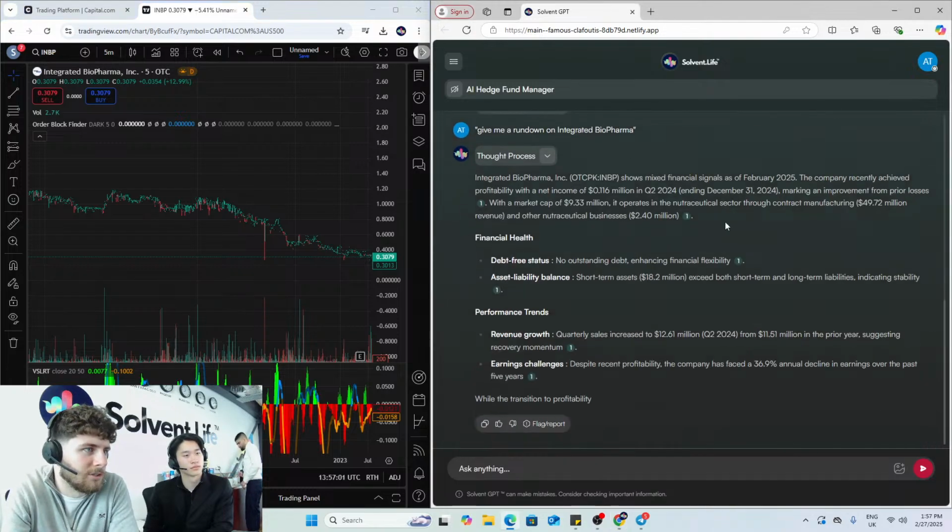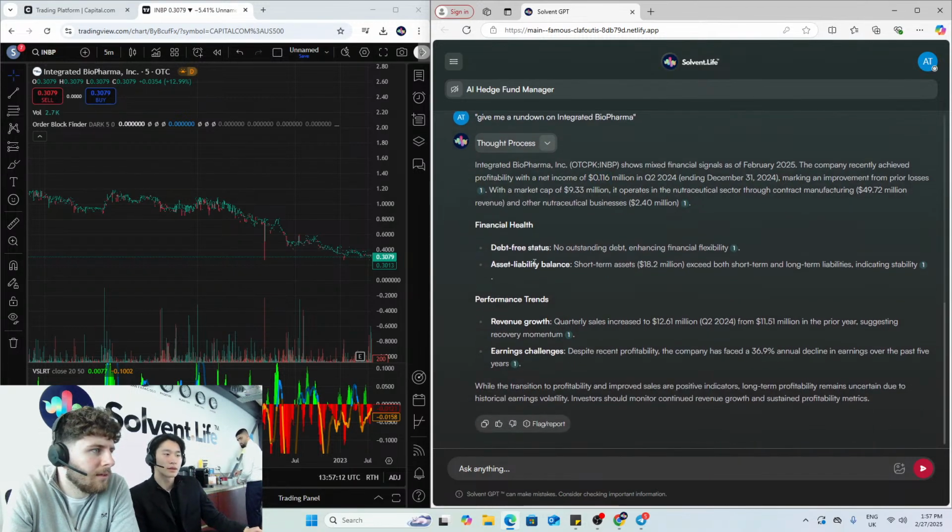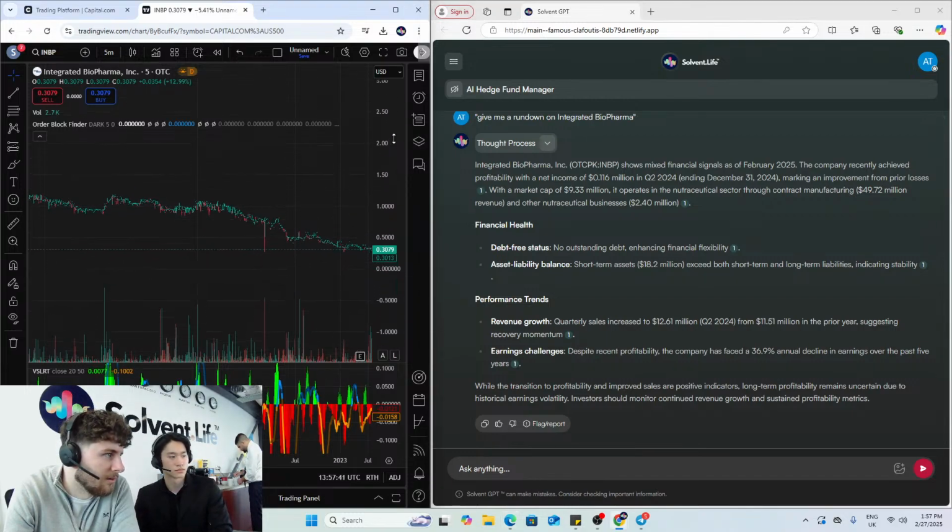So it shows mixed financial signals as of February 2025. Net income of 0.116 million in quarter 2 of 2024. Financial health is debt-free, and its asset liability balance is exceeding both short-term and long-term liabilities, which indicates stability. Quarterly sales increased to 12.61 million from 2024, although it has faced a 36% annual decline over the past 5 years. Fantastic. So yeah, very undervalued.